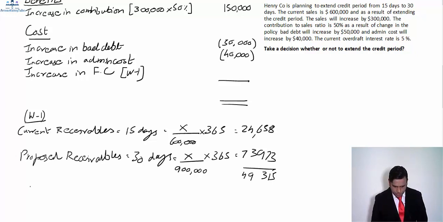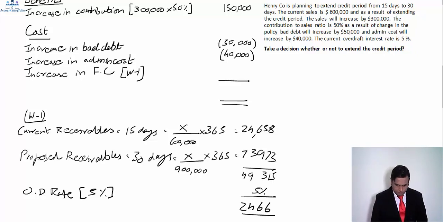Now the overdraft rate, we now know from the example, is 5%. So applying that to 49,315, 5%, this will give you 2,466. That is our finance cost.